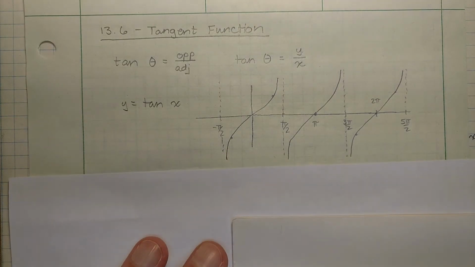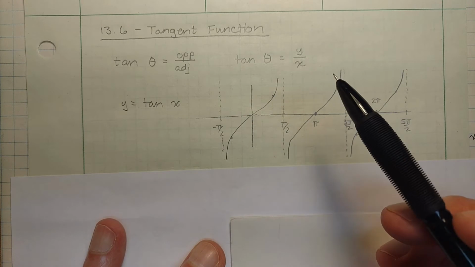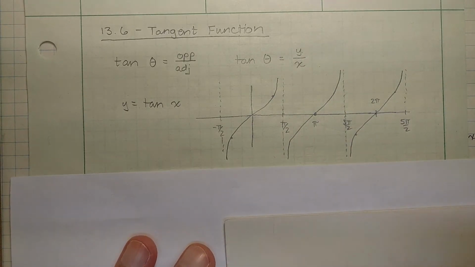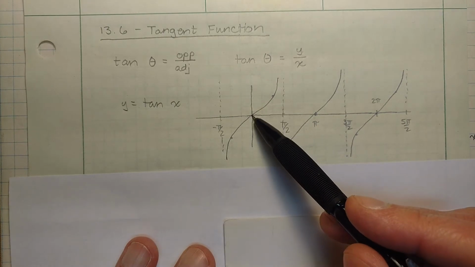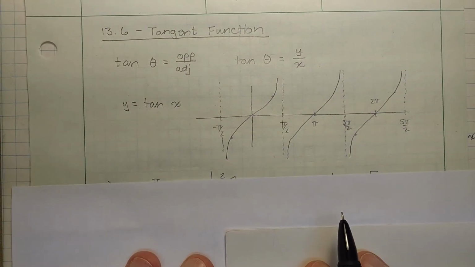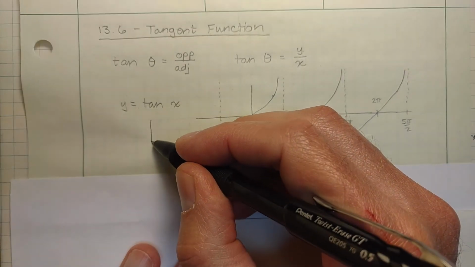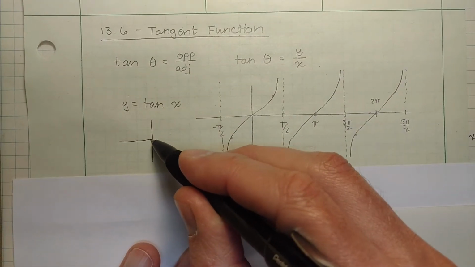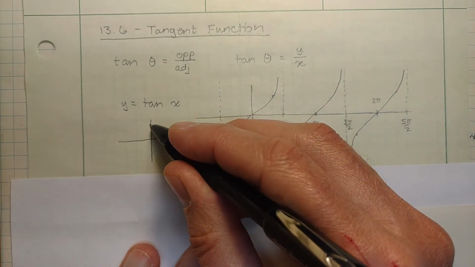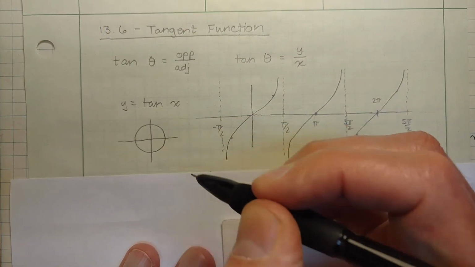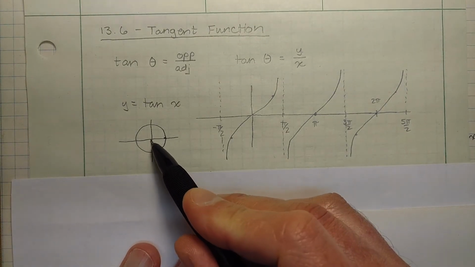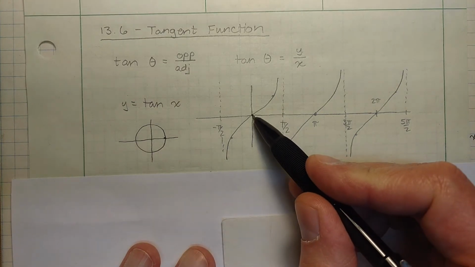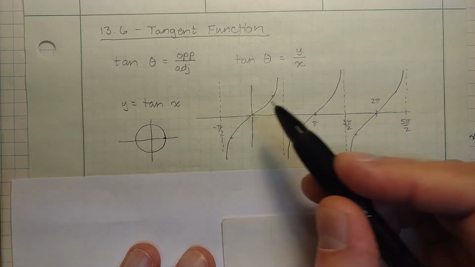When we look at our opposite over adjacent sides, when we look at that unit circle, what we find out is that when our x or our theta is 0, remember if we look at our unit circle here, if I draw in a unit circle, when our theta is 0, I'm right here. So my opposite side is 0, my adjacent side is 1, so 0 over 1 is 0. That's what the tangent ratio is.